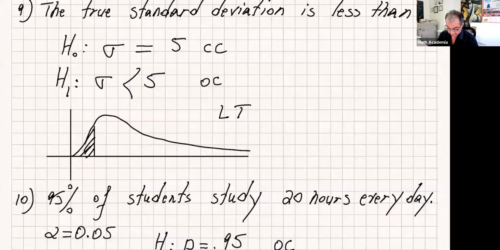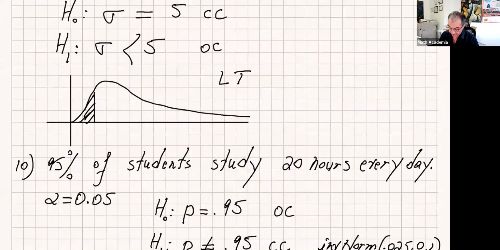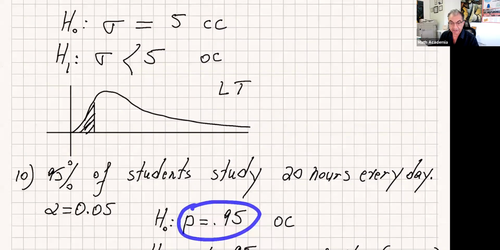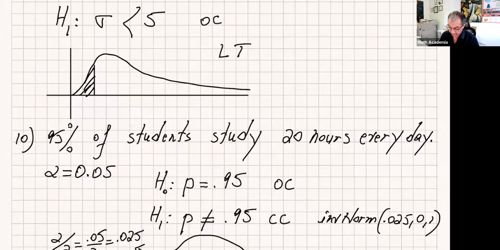So the first one, 95% of students study 20 hours every day. So alpha is given to be 0.05. First thing you do, you write the claim. So steps have not changed. P equals 0.95. I have the equal sign, so I know that's my H0. So H1 in this case is going to be the complement of that. So you write P is not equal to 0.95.